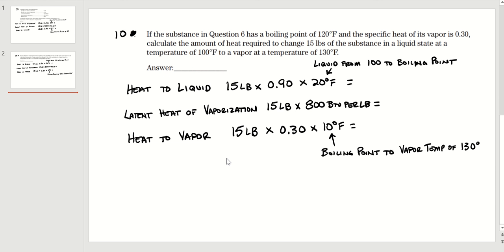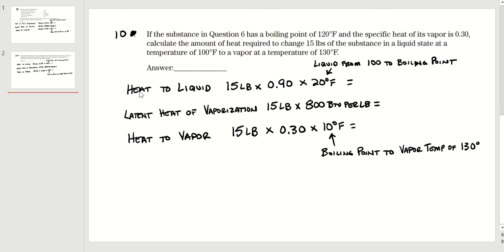For question 10, it says using the substance in question, that should actually say question number 9, has a boiling point of 120, specific heat of vapor is 0.3. Calculate the amount of heat required to change 15 pounds of the substance from a liquid at a temperature of 100 degrees to a vapor at a temperature of 130 degrees. So this time we're actually going to use the latent heat of vaporization.